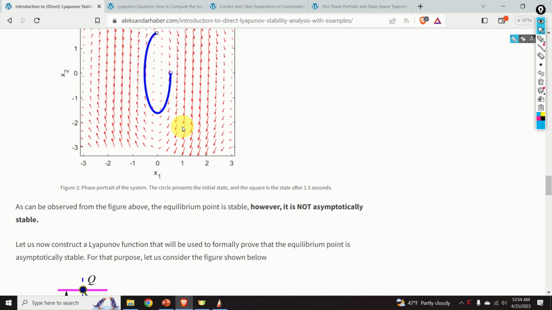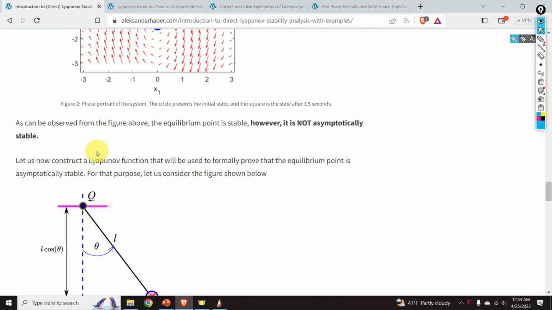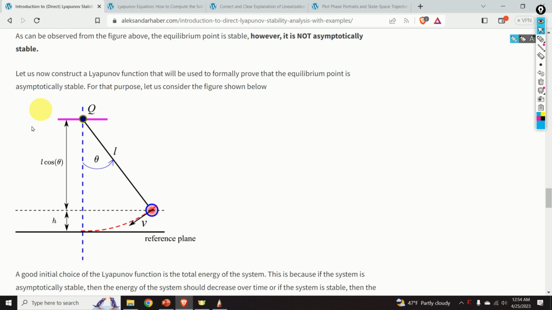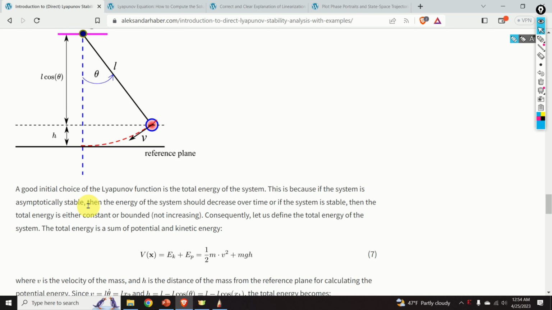Let us now construct a Lyapunov function that will be used to formally prove the stability of the equilibrium point. For that purpose, let us consider this graph over here. Over here, you can see the velocity of the ball, and it's always tangent to the trajectory. The trajectory is a part of the circle.